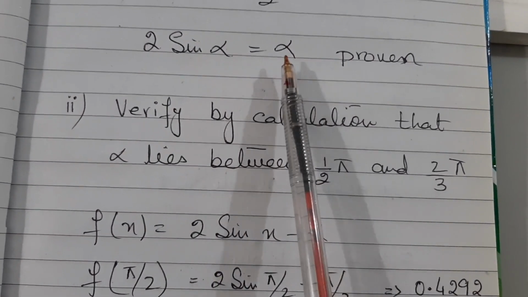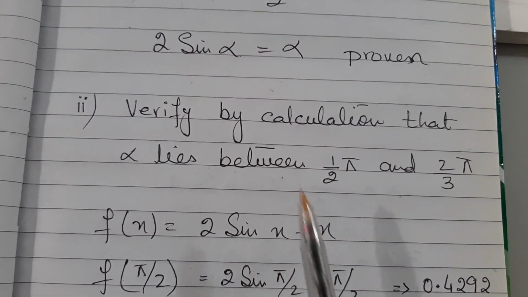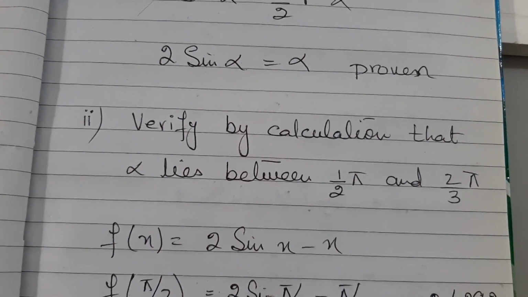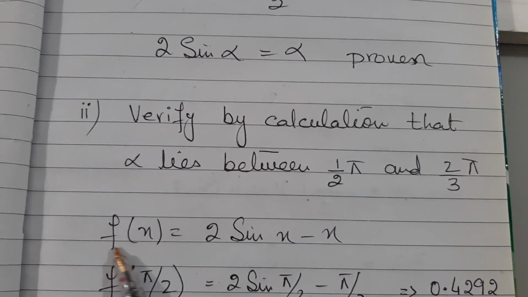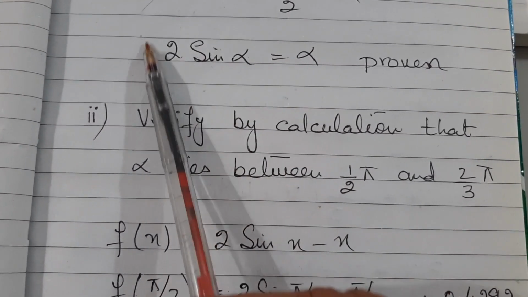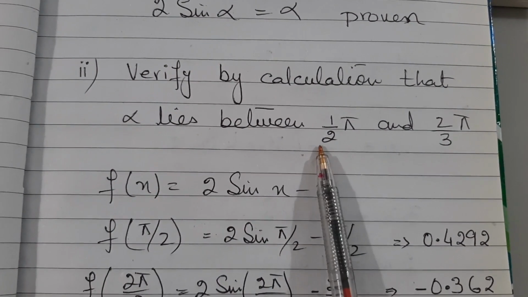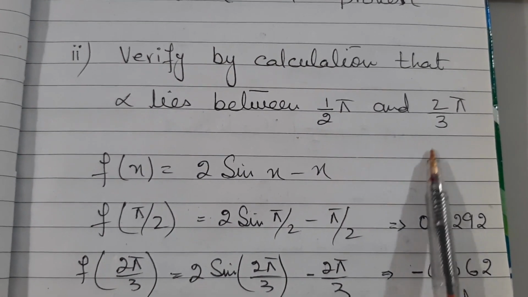So that's why I'm bringing it to this side: 2 sine x minus x. Instead of alpha, you can write alpha also, doesn't matter. Now your function is this whole thing. I'm repeating, not just part of it, the whole of it. Remember it. Now I'm plugging in pi by 2 and 2 pi by 3.